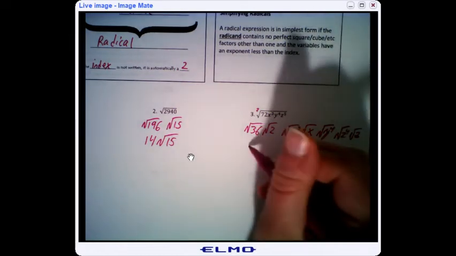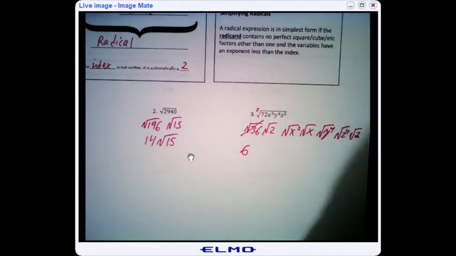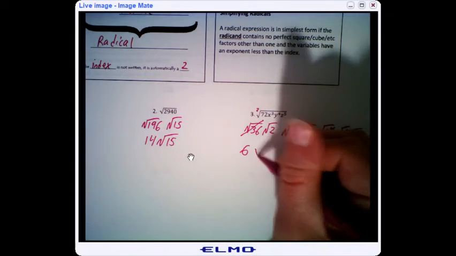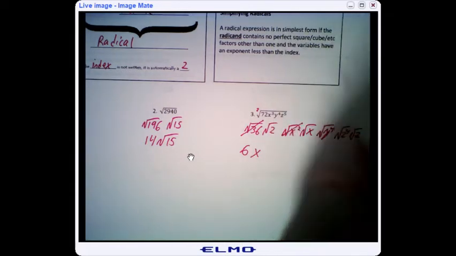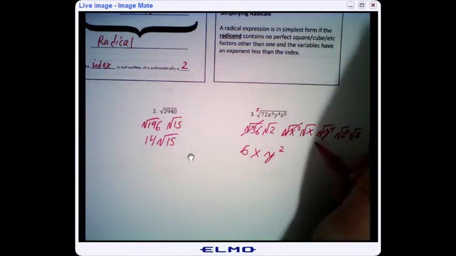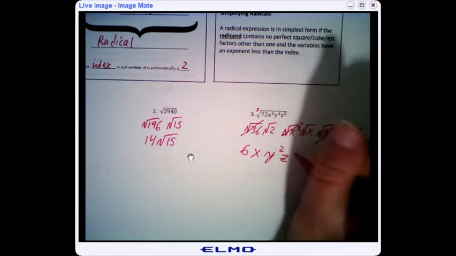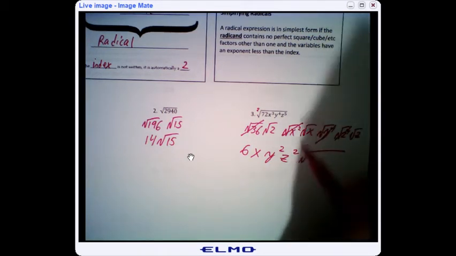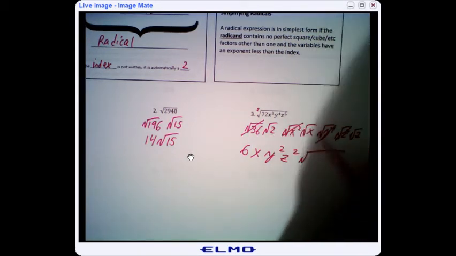Square root of 36 is 6. Square root of x squared is x. Square root of y to the 4th is y squared. And then the square root of z to the 4th is z squared. And then you go through and you put everything you couldn't do inside its own square root. So 2xz.